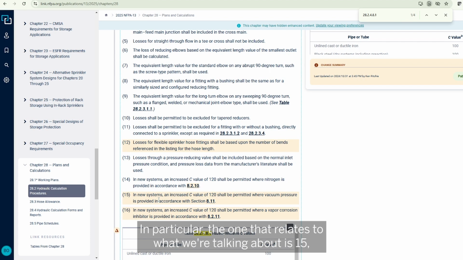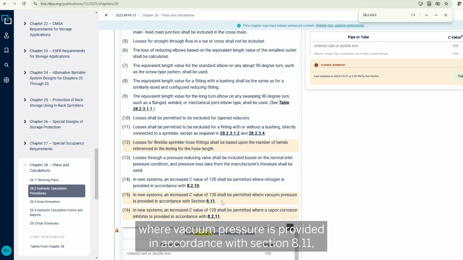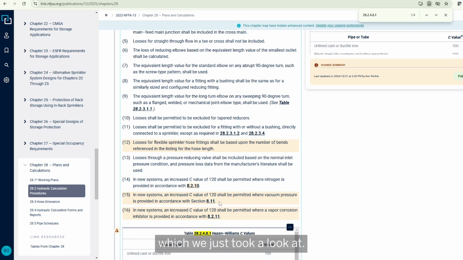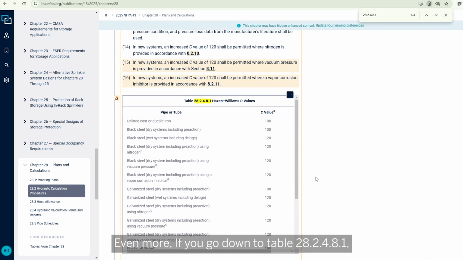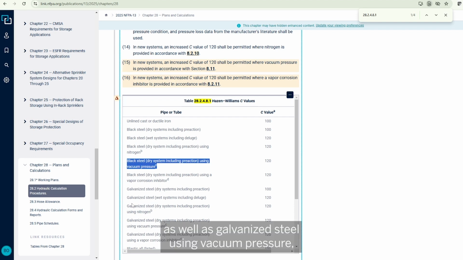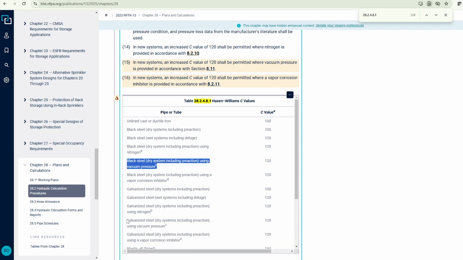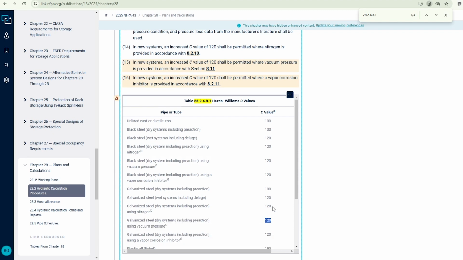In particular, the one that relates to what we're talking about is 15. In new systems, an increased C value of 120 shall be permitted where vacuum pressure is provided in accordance with section 8.11, which we just took a look at. Even more, if you go down to table 28.2.4.8.1, you can see a table for C values. Here you can see black steel using vacuum pressure, as well as galvanized steel using vacuum pressure. Both allow a C value of 120.